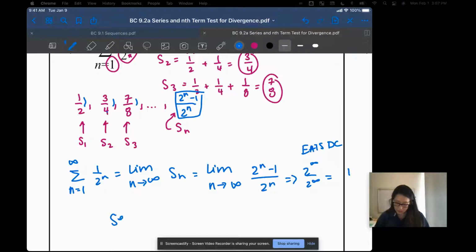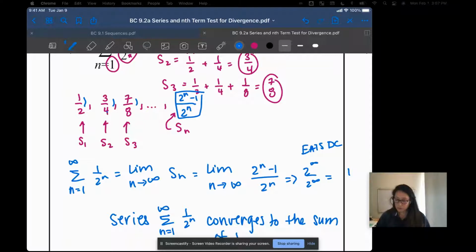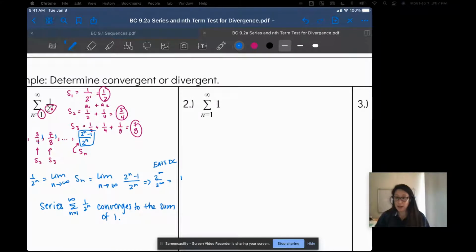So this series, the sum from n equals 1 to infinity of 1 over 2 to the n, converges to the sum of 1. It means if we basically add up all of these terms together, we're going to equal 1. Okay? So there's a finite amount of area. So we're not going to grow forever. We're going to approach an area of 1.